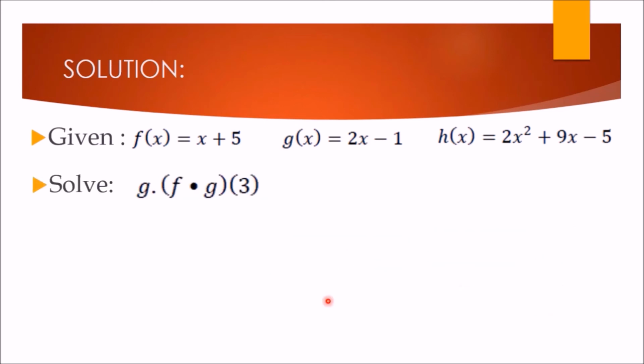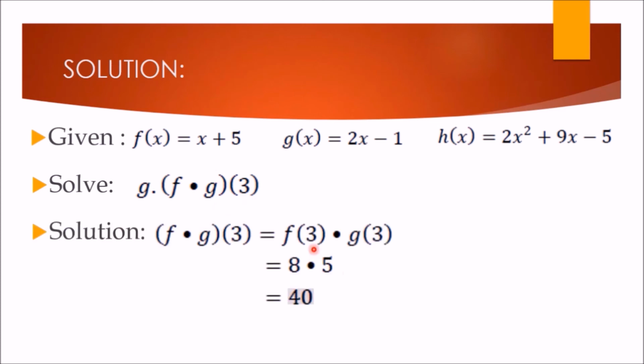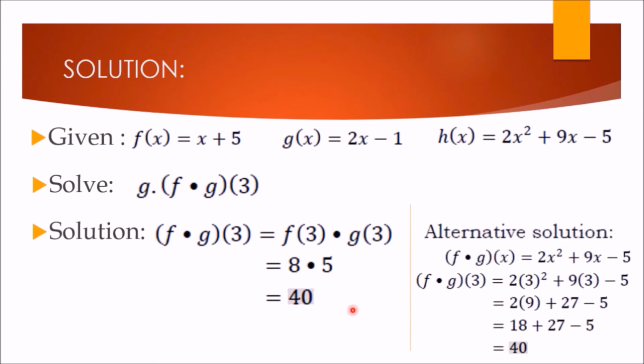Let's proceed to letter G. The product of f and g of 3. To find its answer, you can use the specific value of f of 3 and the specific value of g of 3, which we solved earlier. That is 8 times 5, which is 40. Or you can use the alternative solution. We already solved f times g of x, which is 2x squared plus 9x minus 5. We solved this earlier. And if you want to substitute 3 into the product of f and g, you change x to 3.